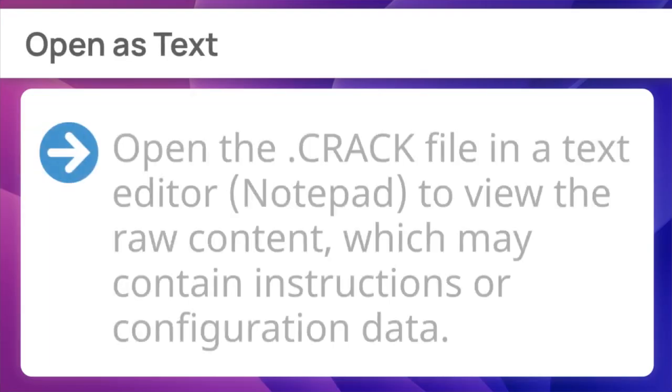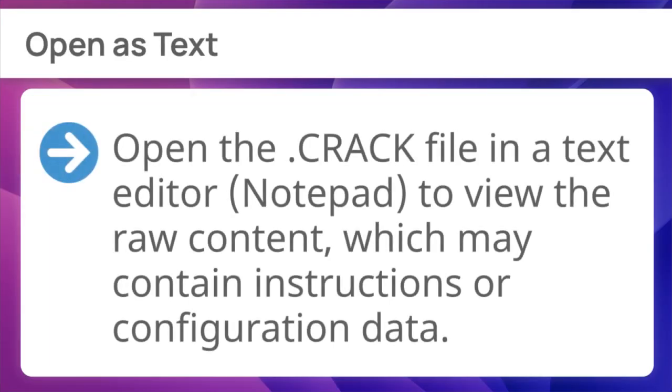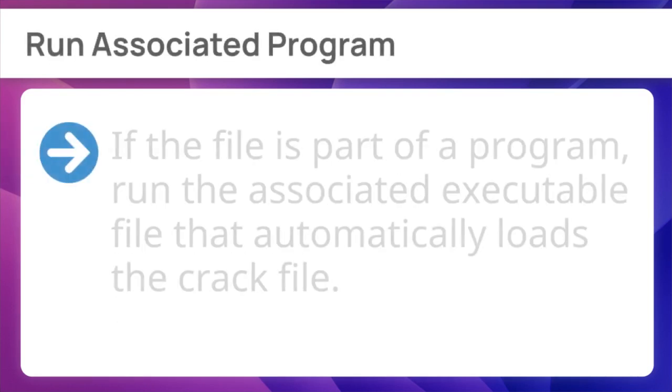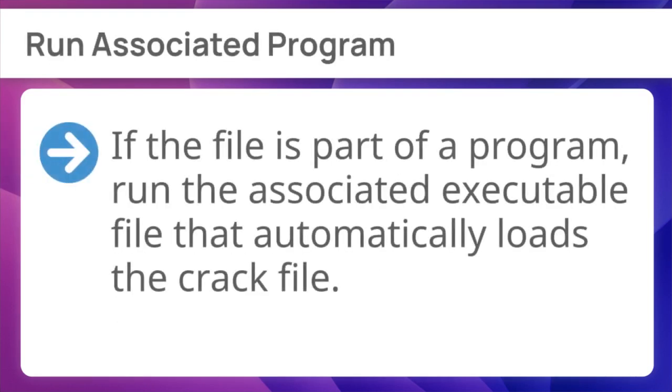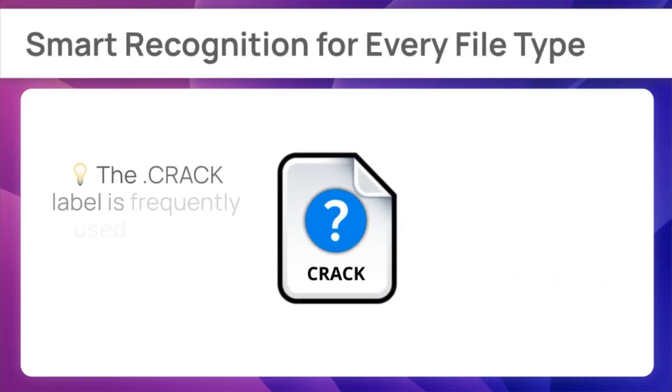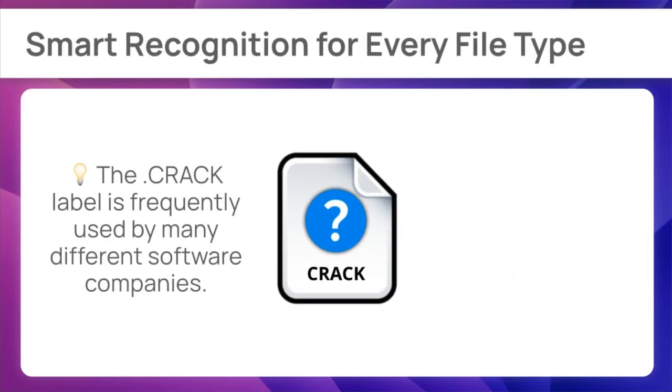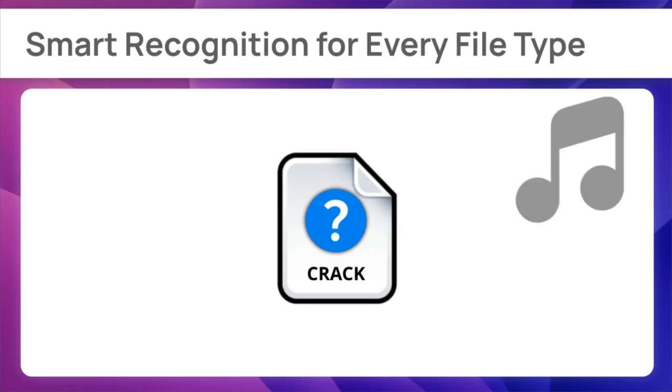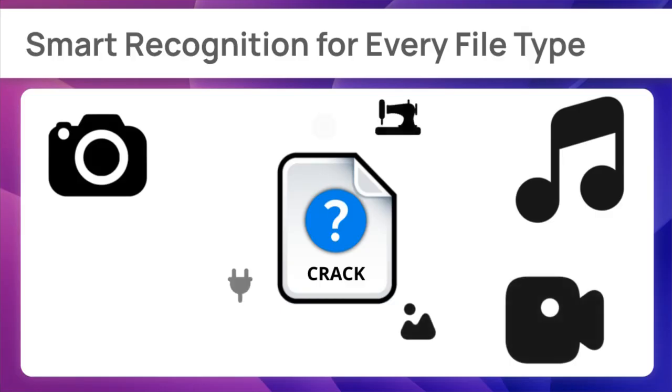Next, open as text. Open the crack file in a text editor, Notepad, to view the raw content, which may contain instructions or configuration data. Finally, run associated program. If the file is part of a program, run the associated executable file that automatically loads the crack file. If compatibility checks failed, it is likely because the file extension name is shared by different developers for unrelated formats, causing your PC to use the wrong reading language.